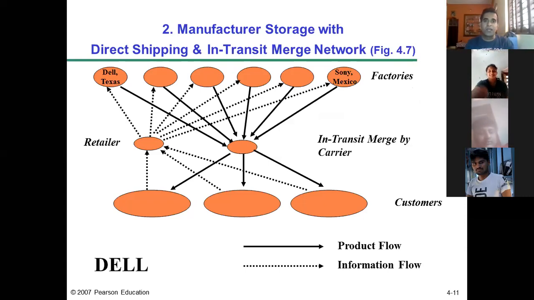Manufacturer storage with direct shipping and in-transit merge, that is what I was explaining. Dell is a maker of personal computers. They purchase computer peripherals from different suppliers, like monitors from Sony, processors from Intel, and motherboards from Seagate, and so on. Dell has an assembly plant in Texas, North America, and Sony, one of Dell's suppliers, has a monitor plant in Mexico.